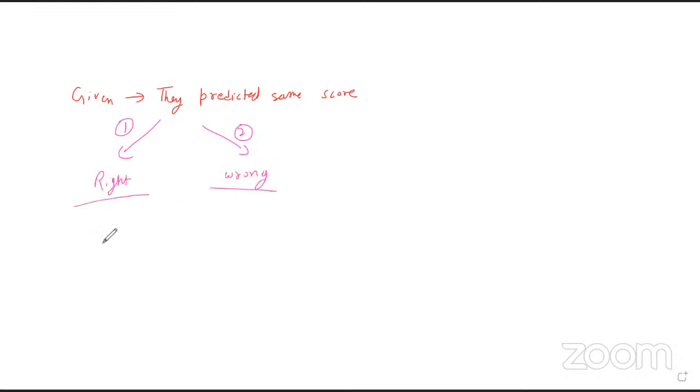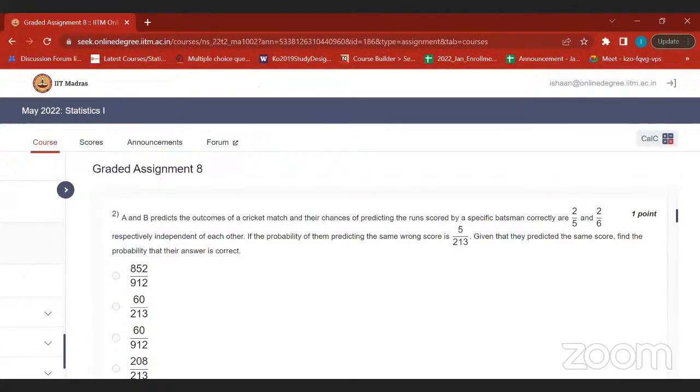So you are using the given condition, given they predicted the same score, right? So the probability that they predicted the same score is the addition of the same right and the same wrong parts. It can be either the same right or the same wrong, and the same wrong, according to the question, is 5 by 213. And the same right is the multiplication of the probabilities, 2 by 5 times 2 by 6.